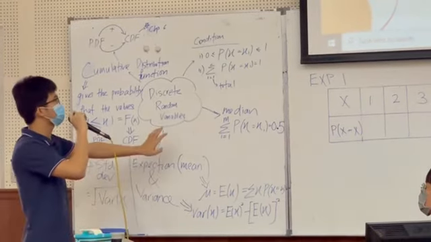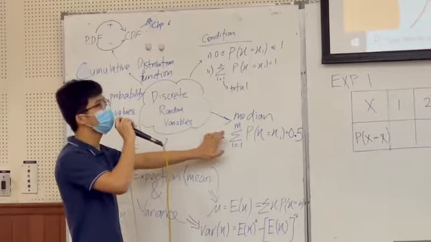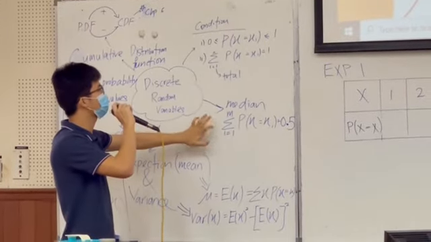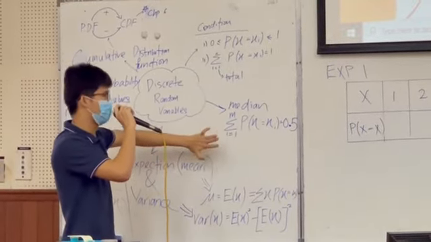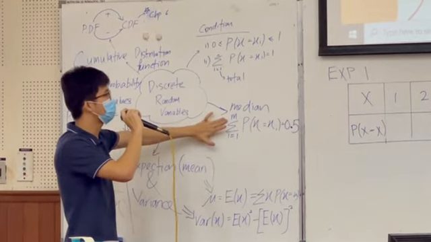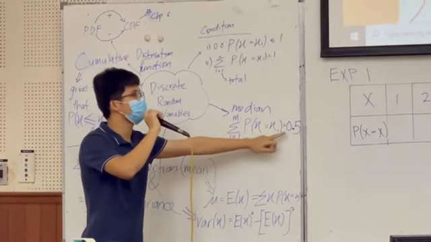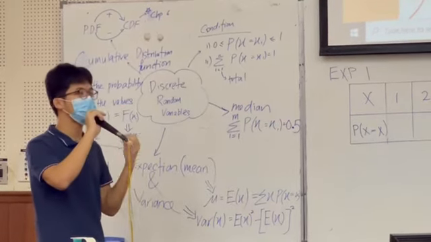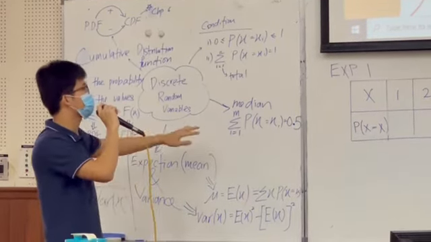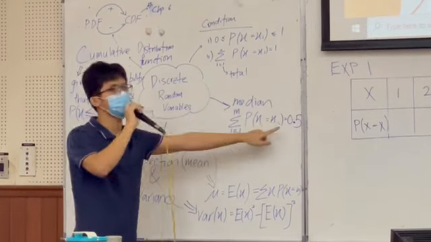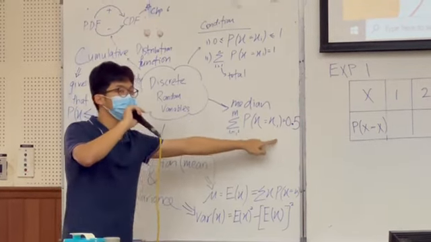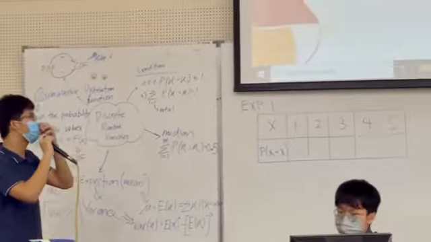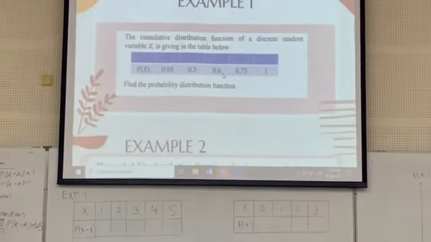And the last one is the median. The median uses the formula where the sum of probability from the first value to the median equals 0.5, because we know that the total probability is always equal to 1. So the median is 1 over 2, and we get 0.5. So now we will move on to the next example.